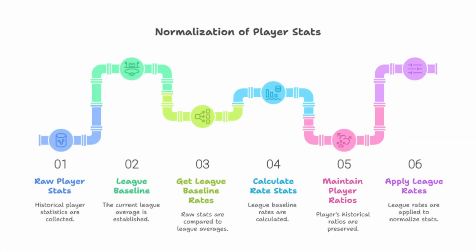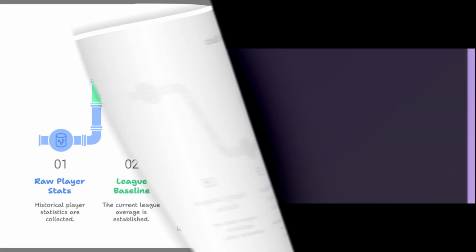The statistic normalization goes through a process that determines overall league ratios for a given year and then normalizes an individual player's stats using those baseline rates to ensure that we preserve the player's historic data along with their strengths and weaknesses while still creating an even playing field.